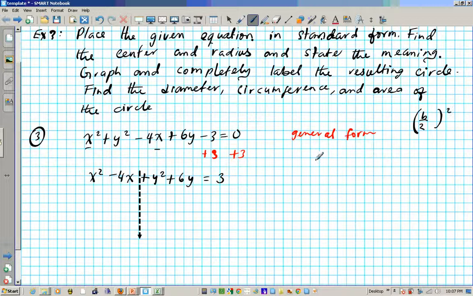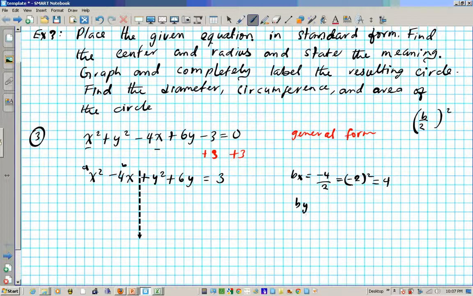Alright? So for the x world, we need a b for the x. The coefficient of x is b. So b for the x world is -4. I'm going to divide it by 2 and square it. That will give me the number that completes the square in the x world. So if I divide this by 2, I'll end up with -2. And then when I square that, that gives me 4. So 4 completes the square in the x world.